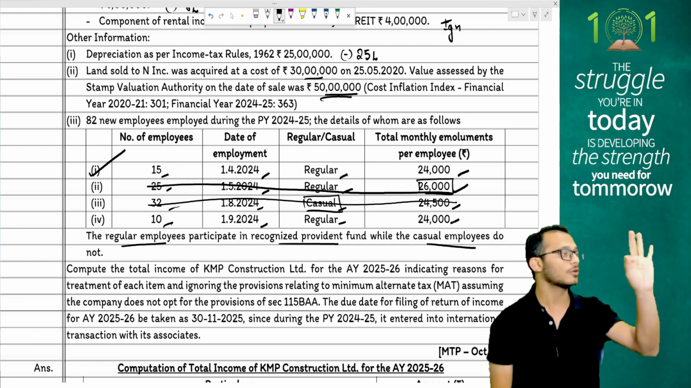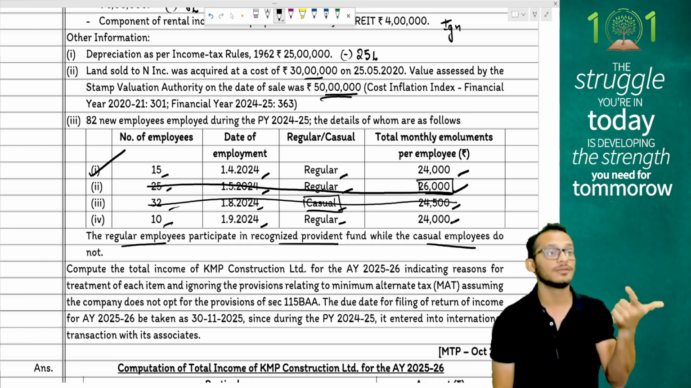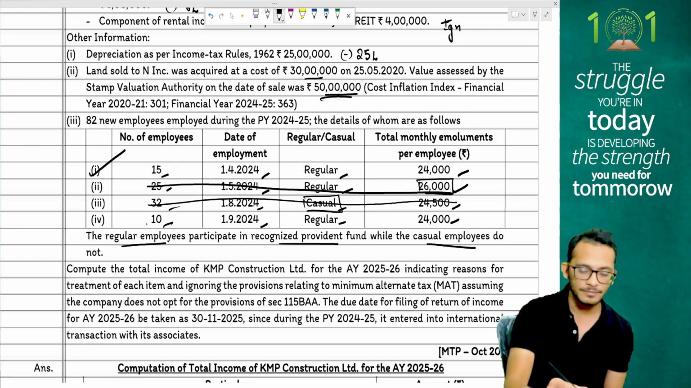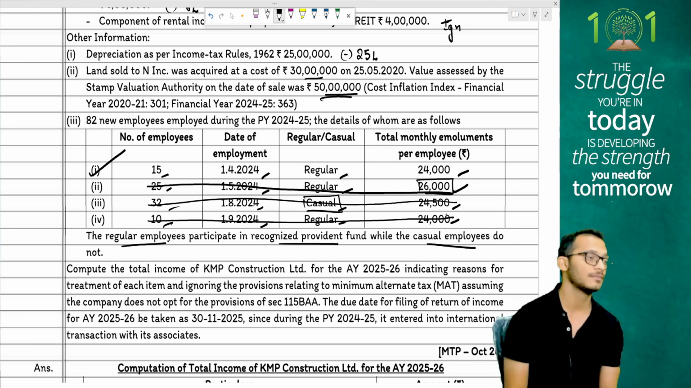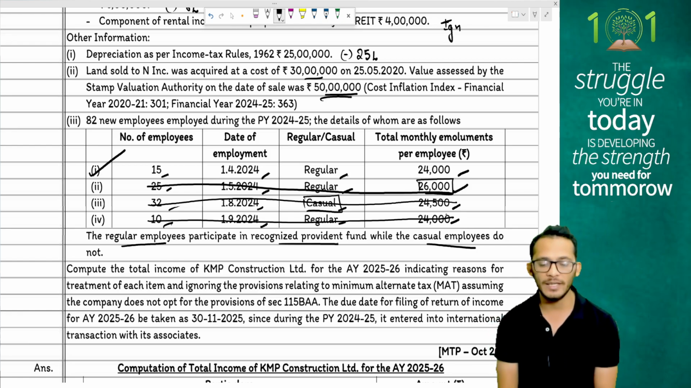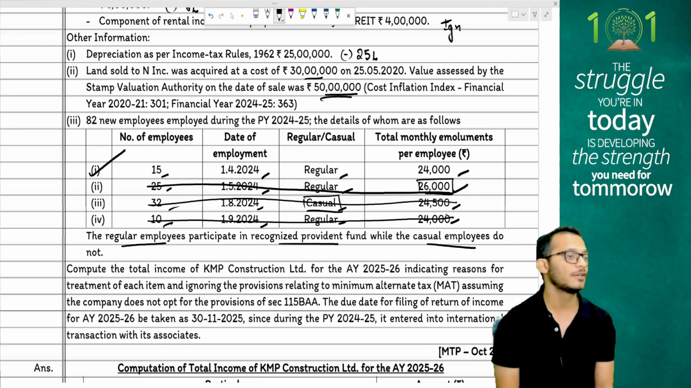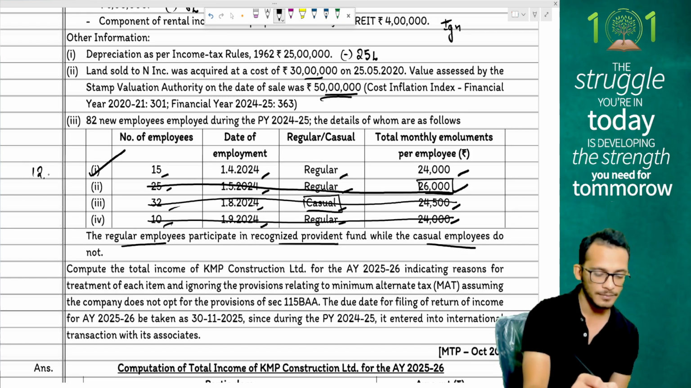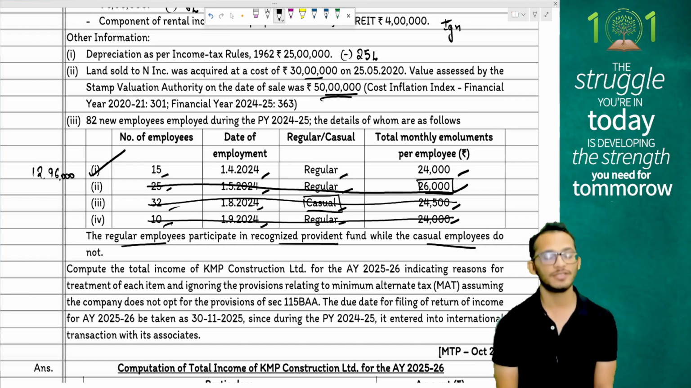Check: September, October, November, December, January, February, March, 7 months becomes 210. I want 240. Therefore, the only eligible one is 15 into 24,000 into 12 into 30% into 30%. 12 lakh 96,000. 12,96,000 is your deduction under 80JJAA.